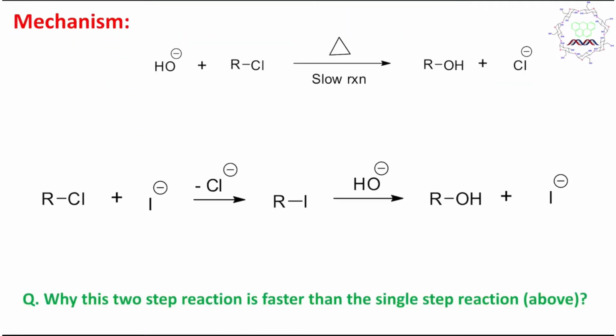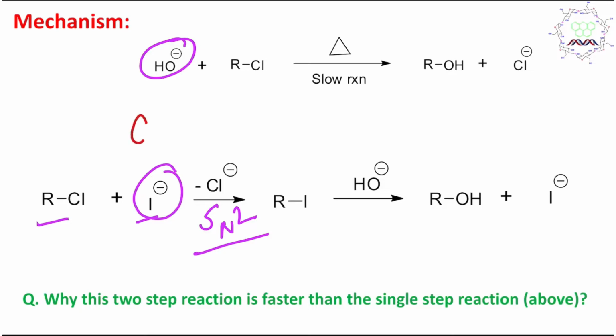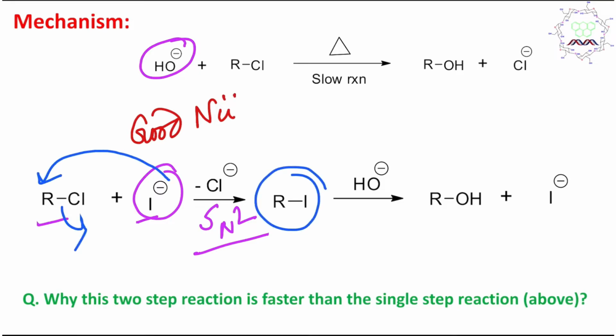Now let's go to the mechanism, how this reaction actually happens. The first step is an SN2 reaction between this RCl and iodide. And remember, if you compare hydroxide versus iodide, obviously iodide is a good nucleophile, so that's the reason it reacts efficiently. It will attack here, the chloride will leave, and ultimately it produces this alkyl iodide. So this is the first step, and this RI is the intermediate.